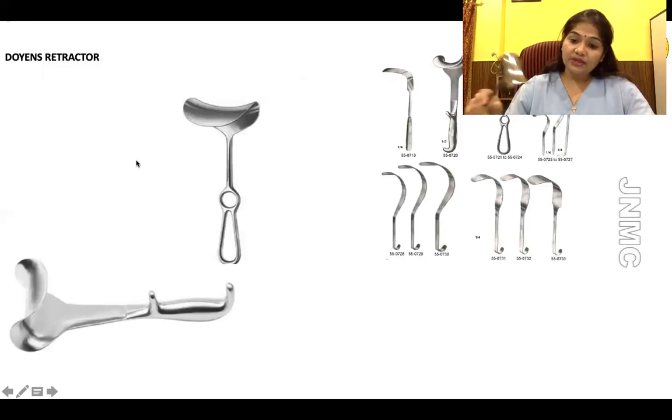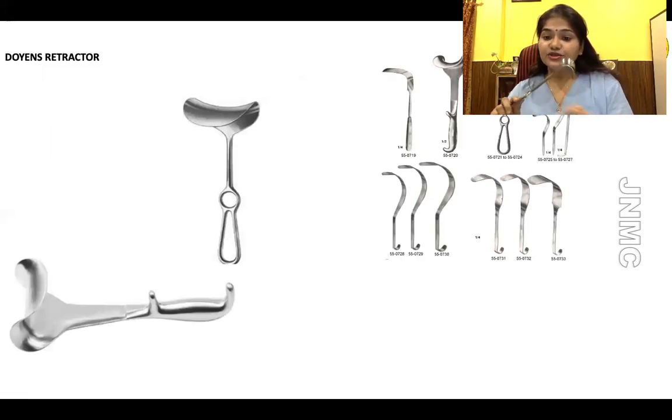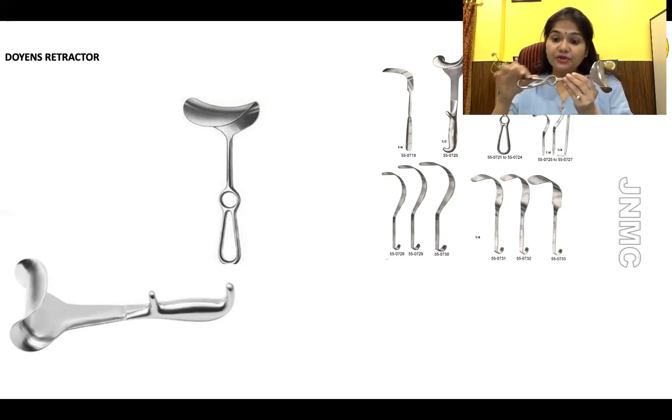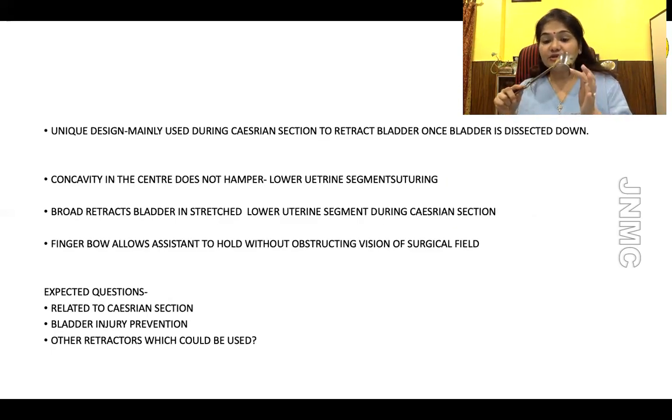Now the last instrument is Doyne's retractor. This is a retractor which has a unique shape, which is used in cesarean section to retract the bladder. To reach the lower uterine segment in lower segment cesarean section, you have to open the UV fold of peritoneum and retract the bladder down. It is a sturdy, retracting instrument. It has a handle, finger bow, shank, and this is the blade, of unique design, used mainly during cesarean section to retract the bladder once the bladder is dissected down.